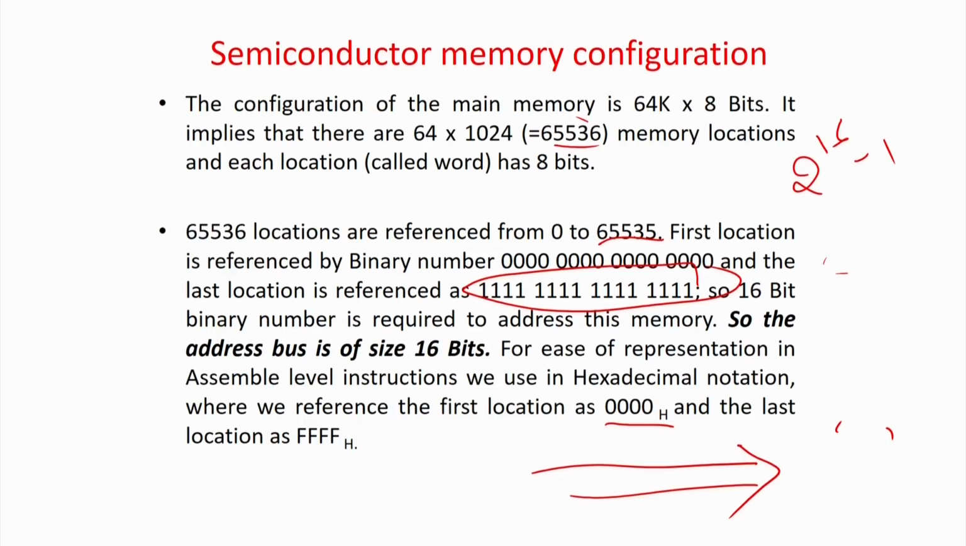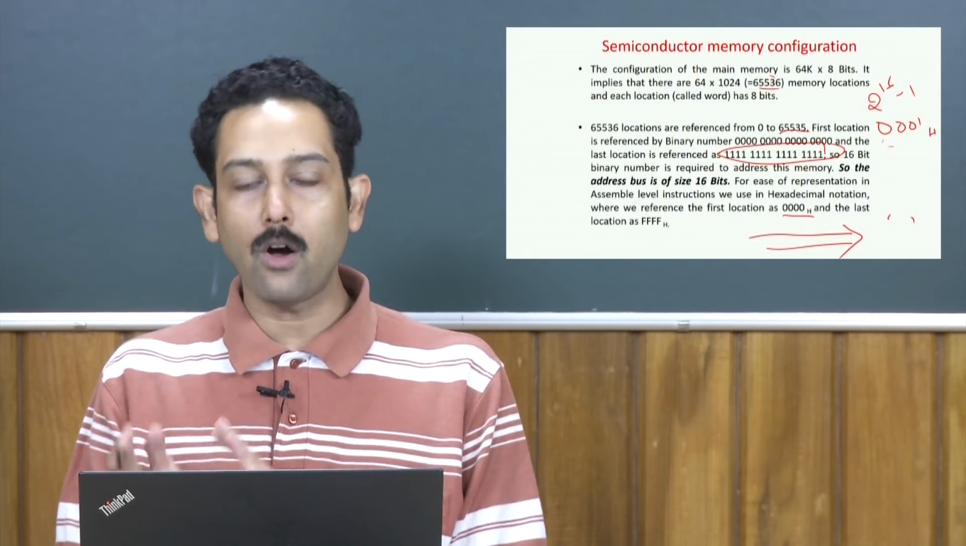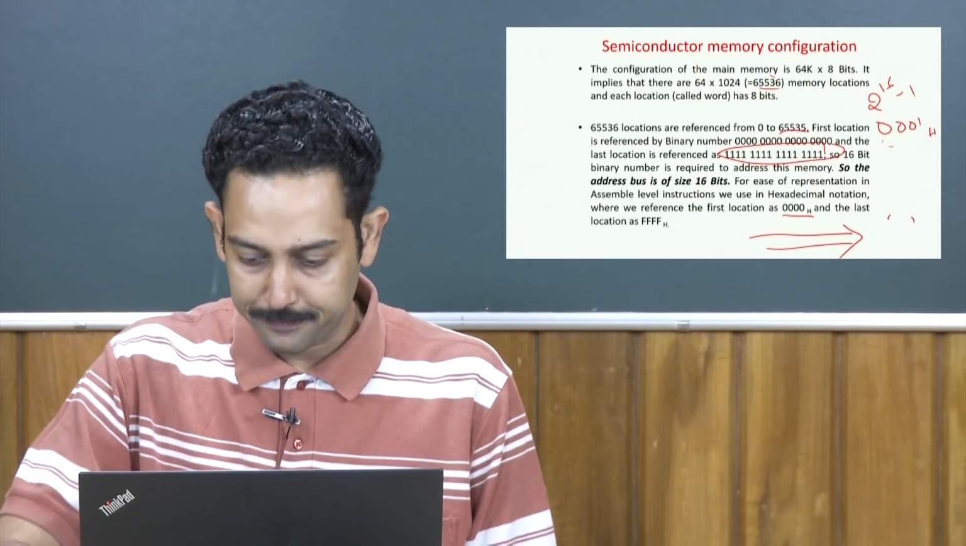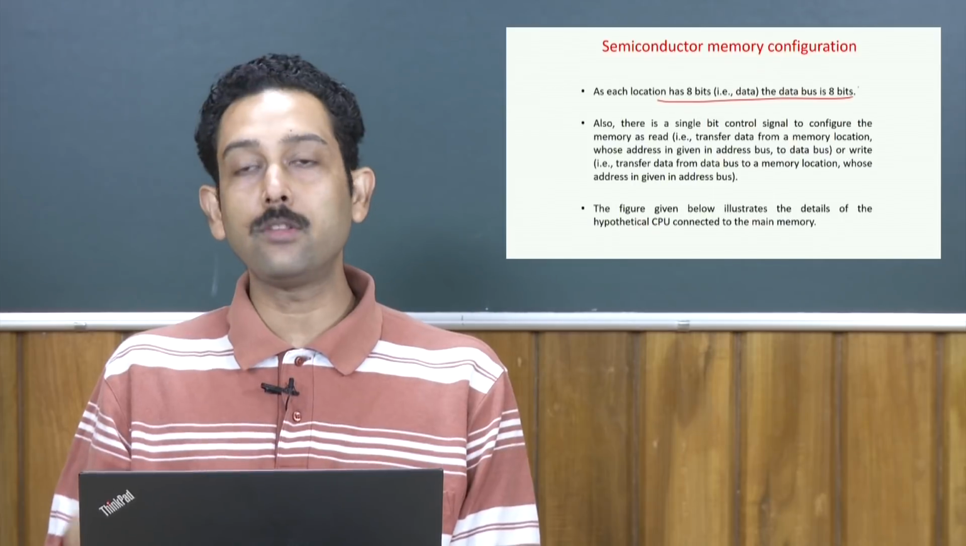So, any value you give, for example 0001 hex, addresses a memory location, and depending on the control value of read or write, you will be able to either read or write all the 8 bits at that memory location. That is very important to note compared to a 2D array. As I told you, each location has 8 bits, so the data bus will be an 8 bit bus.